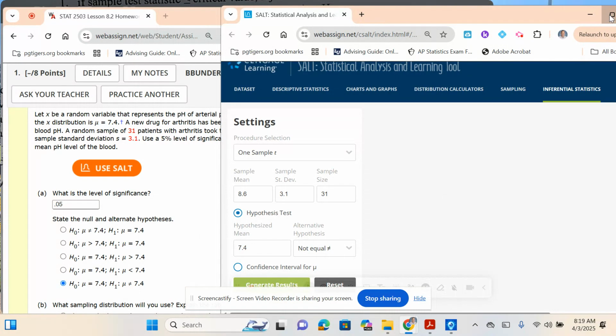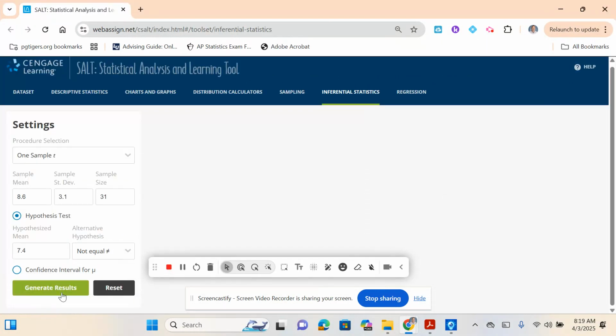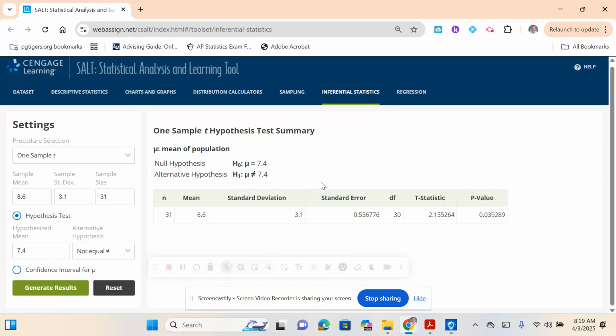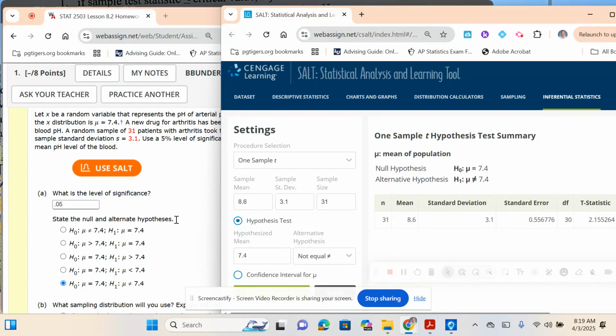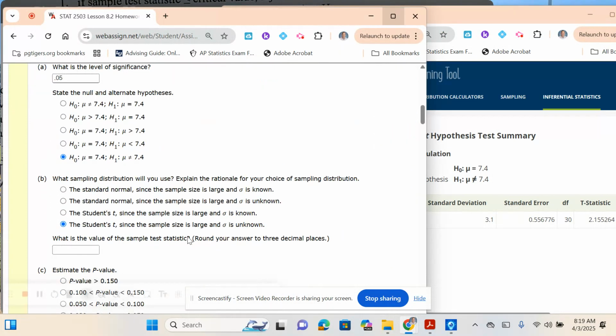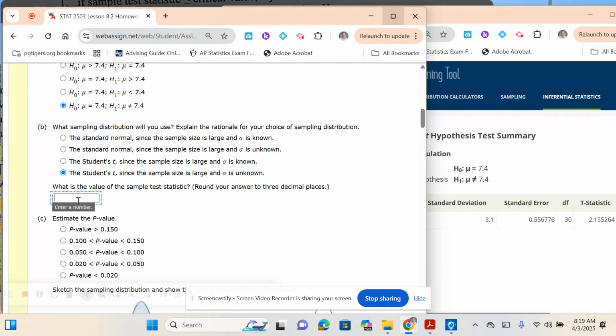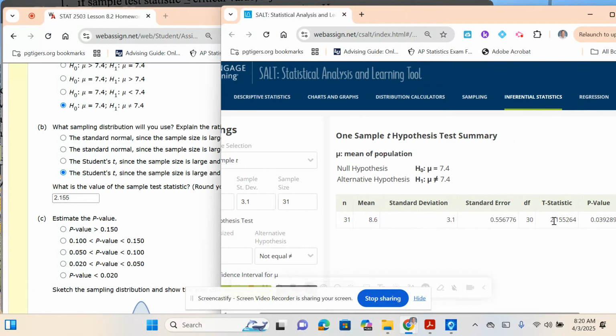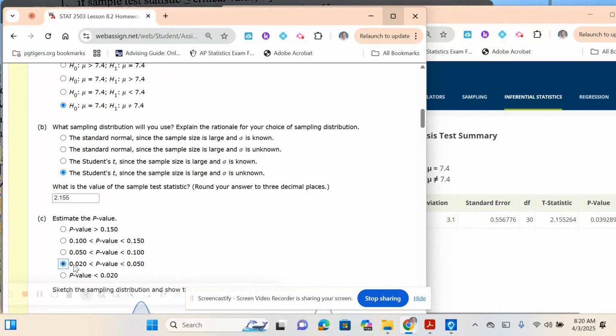Scroll down here. Generate results. So you'll have your test statistic and your p-value. Okay, you'll like these. It's not too bad. Test statistic, 3 decimal places, so 2.155. And then you're going to classify your p-value in an interval. So 0.039, that should be right in there. 0.039 is between 0.020 and 0.050.